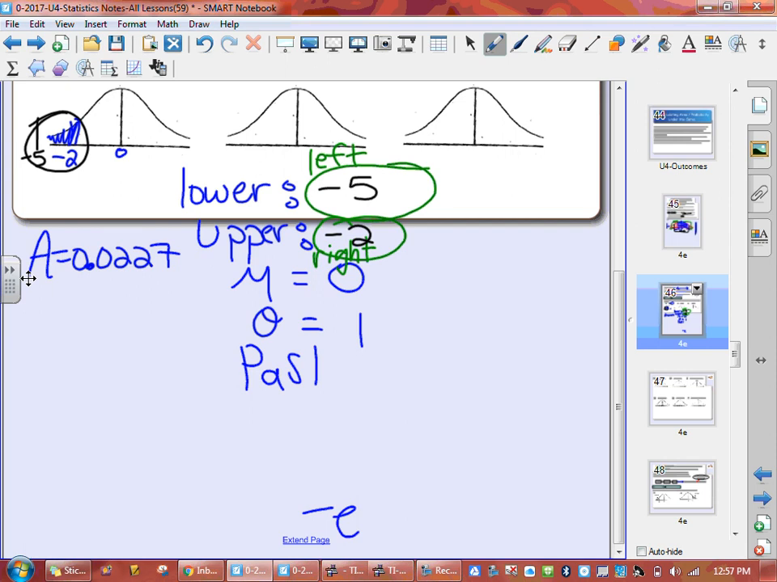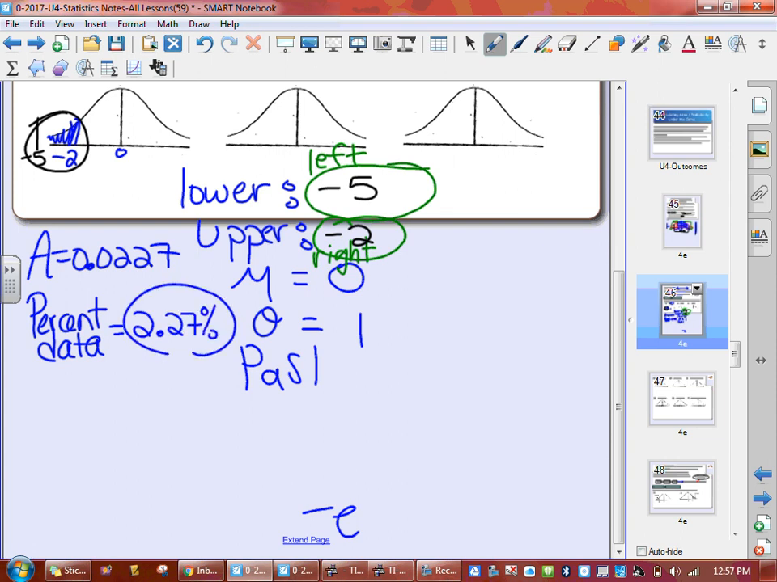So the percent of data is 2.27%. So as we know, since most of the data is between -1 and +1, 68%, we should have very little information over there. Okay? And that's confirming that we do have very little information over there.